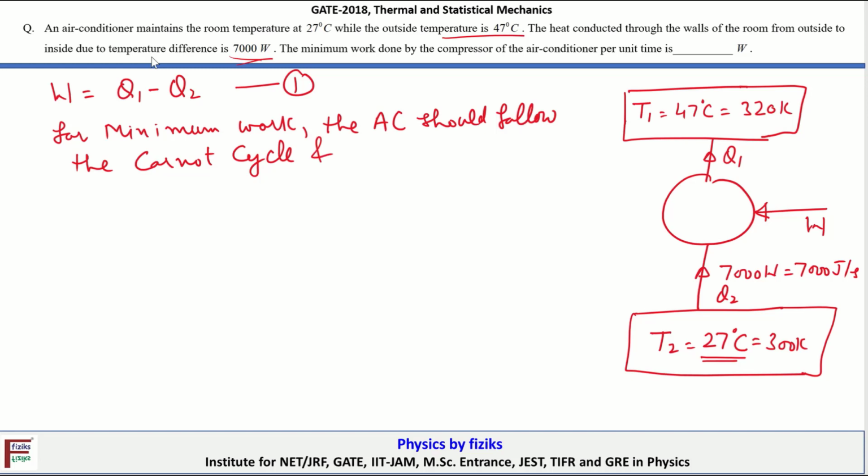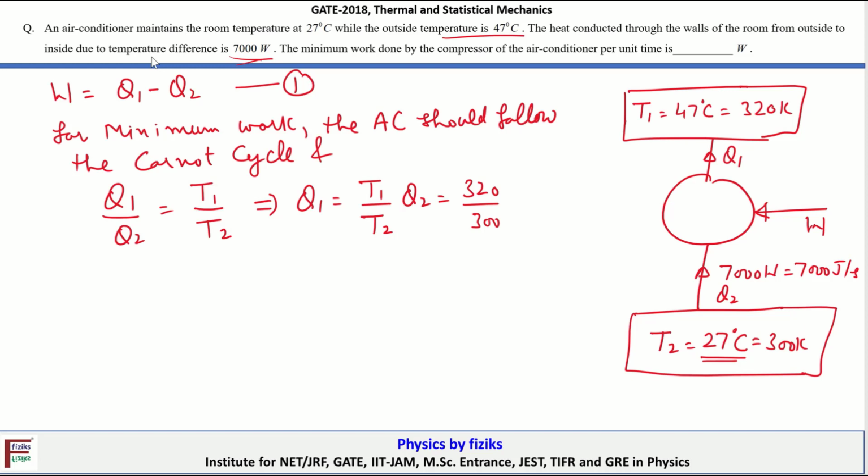Therefore the result that we obtain while talking about the Carnot cycle, Q1 upon Q2 is equal to T1 upon T2. This result we obtain in theory. So that means Q1 is equal to T1 upon T2 multiplied by Q2. T1, T2 and all these parameters are known to us, so by substituting the values, 320 divided by 300 multiplied by 7000.